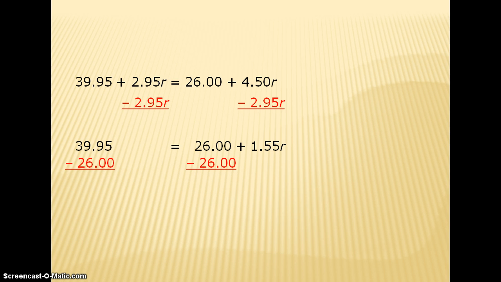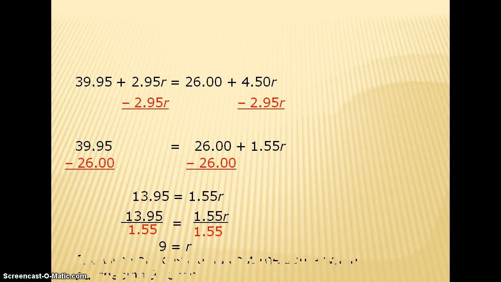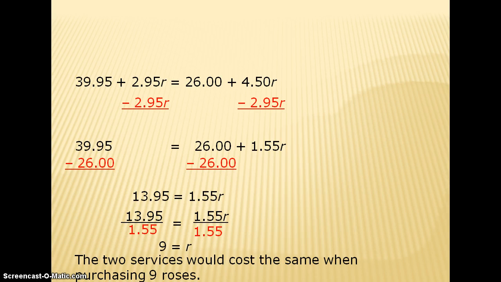Subtract $26 from both sides. So $13.95 equals $1.55 per rose. Lastly, to figure out the number of roses, divide by $1.55 to both sides, and R equals 9. So what does that answer mean? That means if you buy 9 roses, you could go to either of the bouquet shops and it's going to cost you the same amount. If you buy anything more or anything less than 9, then one of the stores would be cheaper.